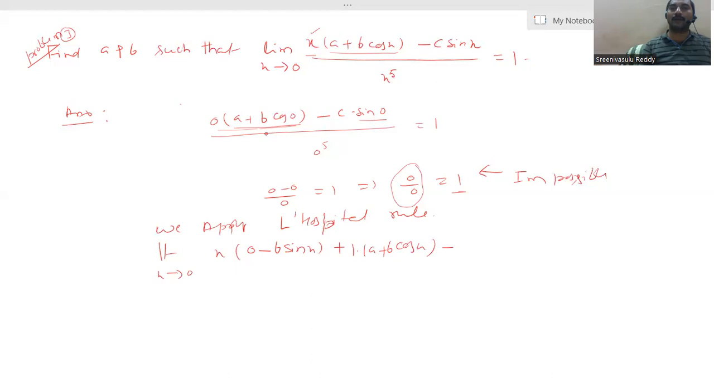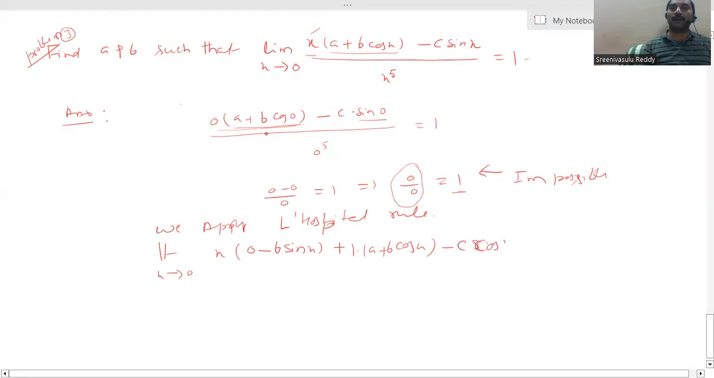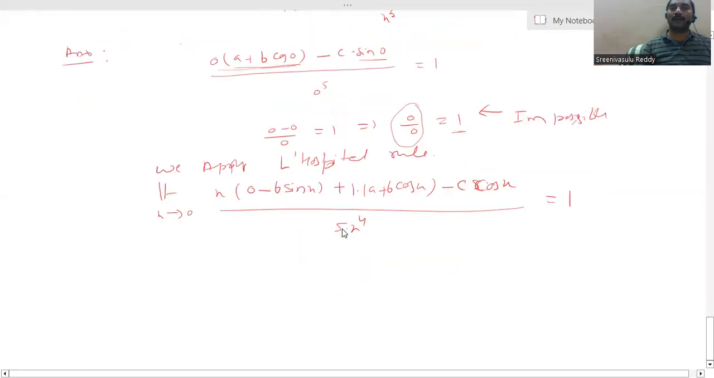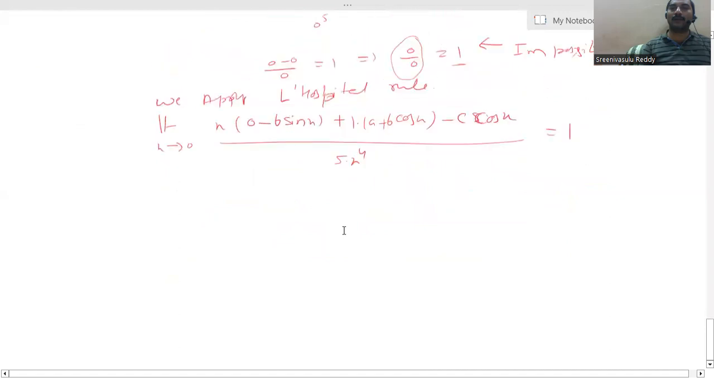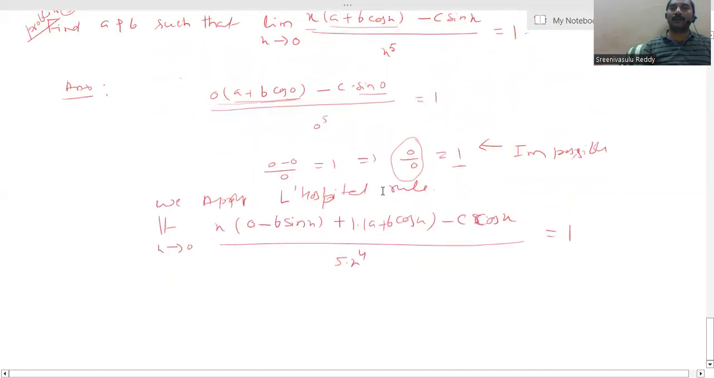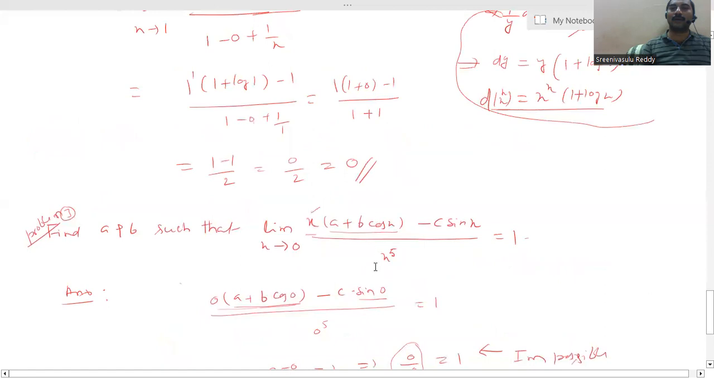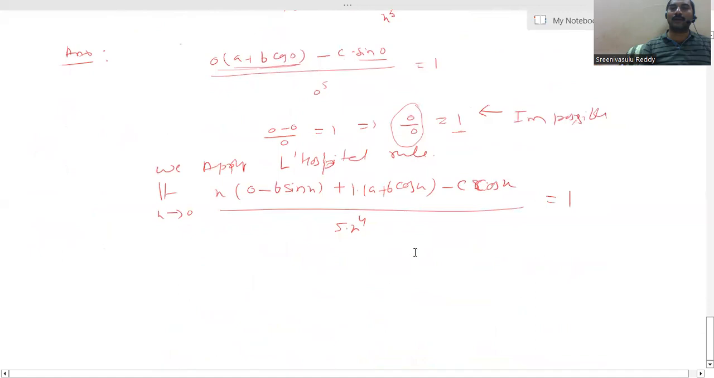Minus the derivative of c sin x. c is a constant and does not affect the product, so it gives c cos x, divided by the derivative of the denominator, which becomes 5 x power 4, and this equals 1. After simplification we get 1. As per the given hypothesis, by applying the L'Hospital rule continuously to a 0 by 0 form or infinity by infinity form, finally we get one answer. That is the meaning.